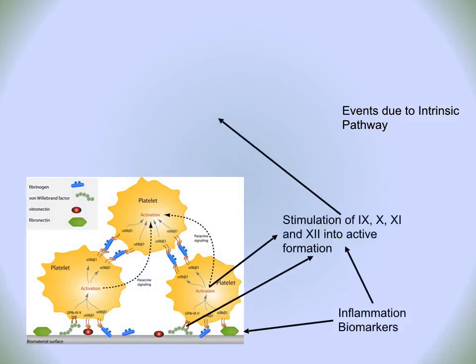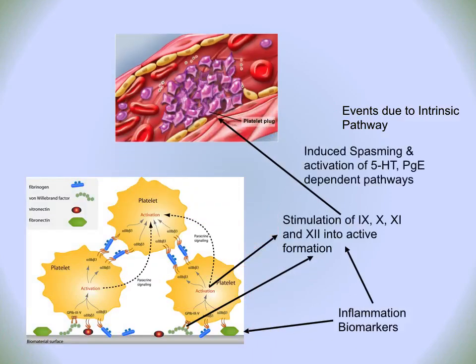Let's take a look at the intrinsic response. With the intrinsic response, we have inflammatory biomarkers coming from the luminal epithelial tissue. This triggers activation of the platelets, which triggers stimulation of factors 9, 10, 11, and 12. Factors 9, 10, 11, and 12 start to aggregate platelets in the area. The aggregation of platelets triggers the spasming and the release of serotonin and prostaglandin E, which is going to induce additional clotting, leading to the full formation of the clot.